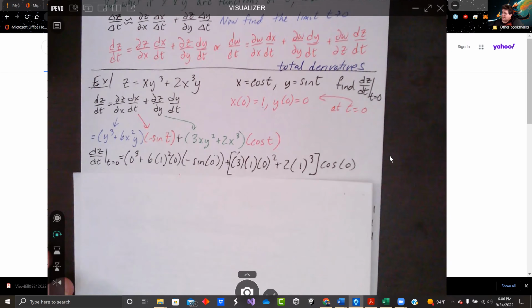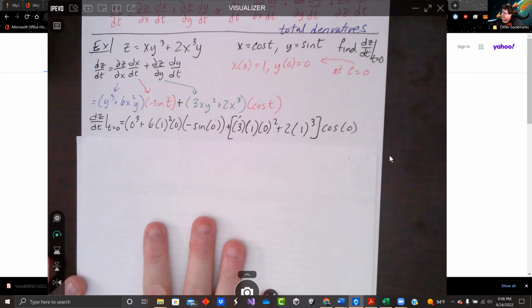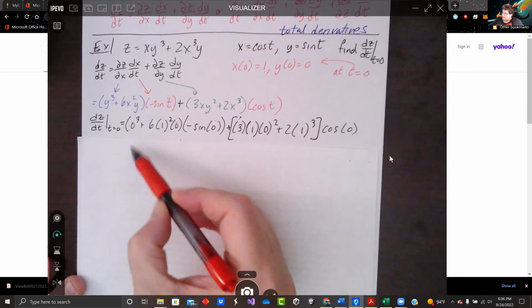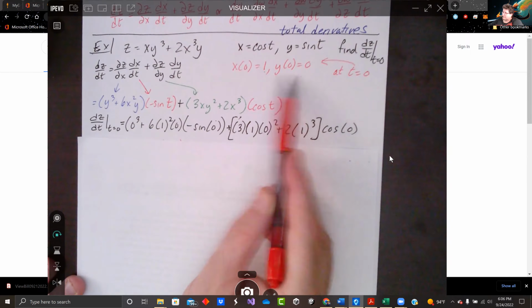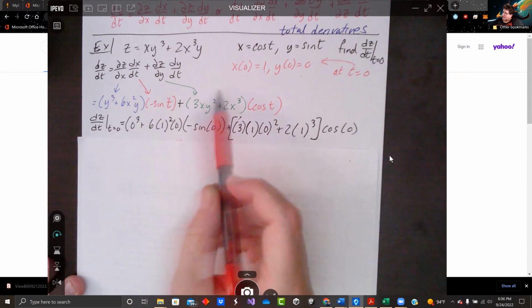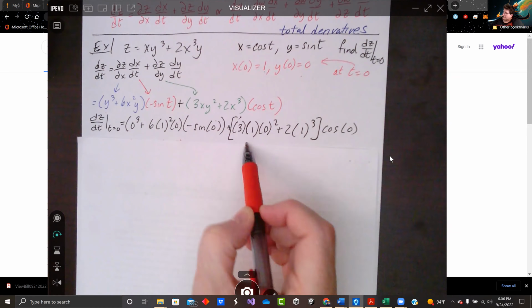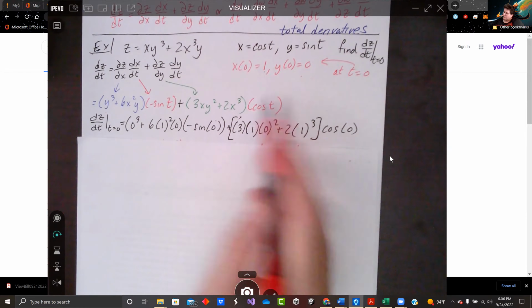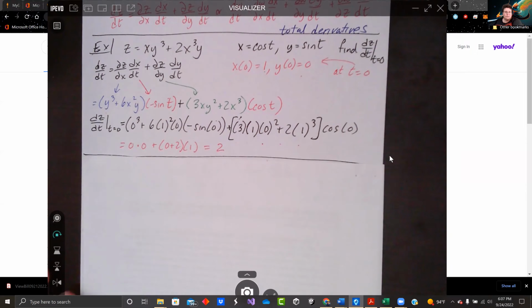And then we're going to evaluate these at t equals 0. So what do we have? y is 0 and x is 1 here. So we're plugging those in. 0 plus 6 times 1 times 0 times negative sine of 0. Again, x is 1, y is 0. 3 times 1 times 0 squared plus 2 times 1 cubed times cosine of 0. So we're plugging all the things that we have in. The total derivative of z with respect to t at t equals 0 is 2.